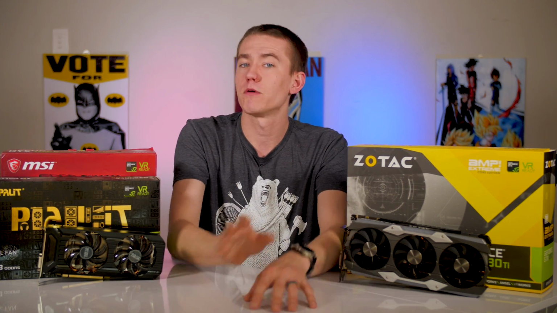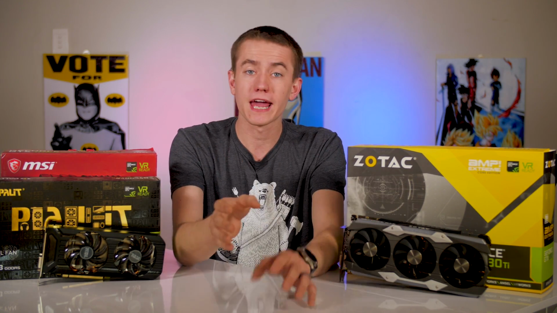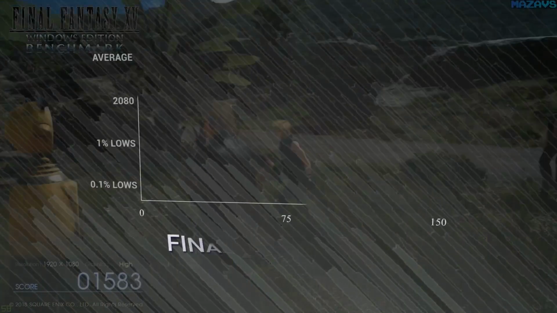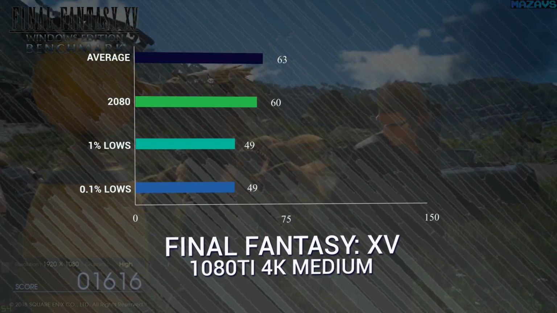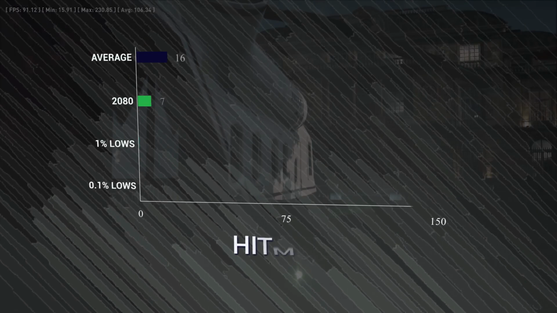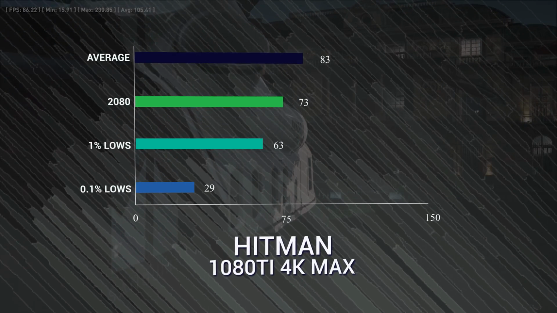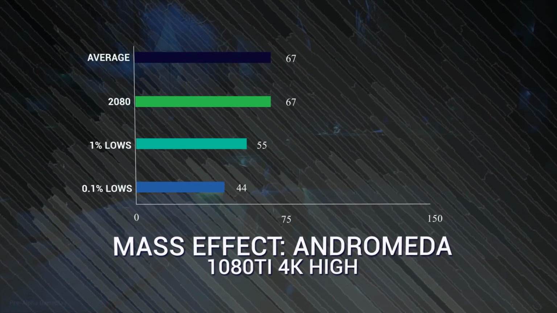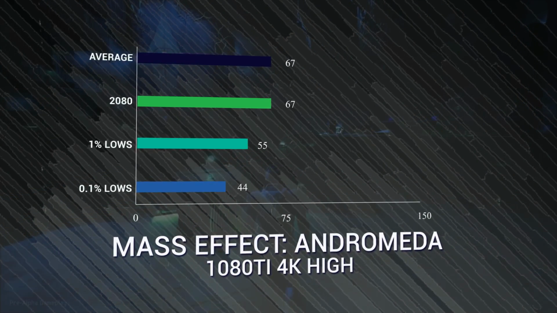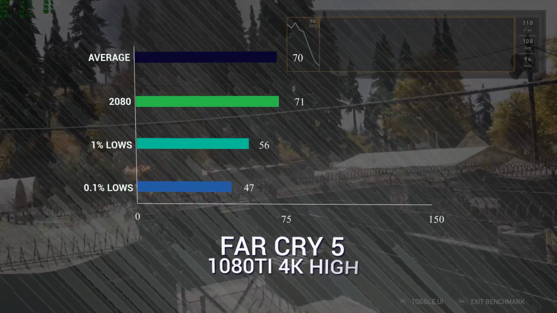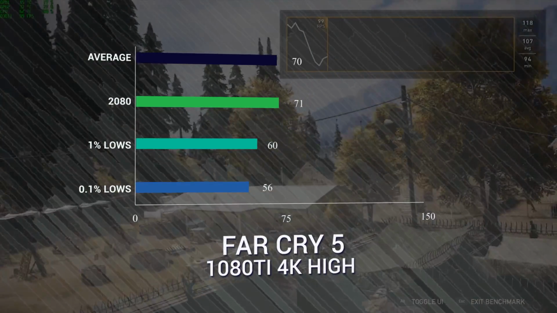But if we take a look at how we tested the 1080 Ti with 4K high settings in several of the games, in Final Fantasy 15, we got 63 FPS. In Hitman, we got 83 FPS. At 4K max settings, we couldn't go any higher. In Mass Effect Andromeda, we got 67 FPS, which is the exact same that they got. And in Far Cry 5, we got 70 FPS, which is 1 lower than what they put out.